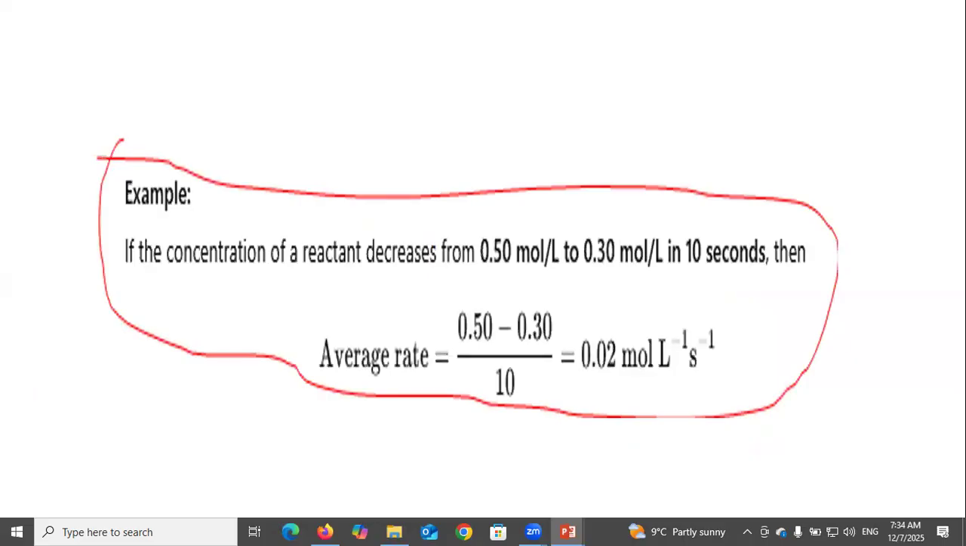If the concentration of reactant decreases from 0.50 mole per liter to 0.30 mole per liter in 10 seconds, then average rate equal to 0.50 minus 0.30 over 10 equals 0.02 mole per liter per second.